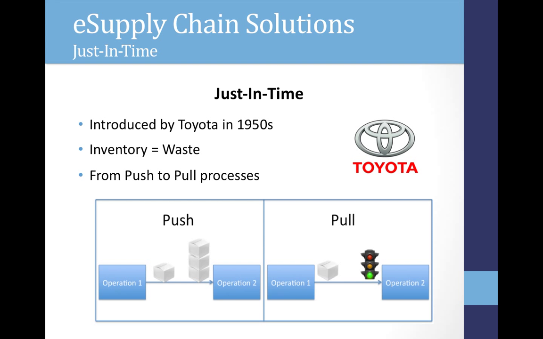Just-in-time suggests processes be done with the pull strategy. In the pull strategy, as you can see to the right of your screen, operation 1 and operation 2 are the same. However, operation 2 has a signal and it asks for product from operation 1 using different information flows. On the screen, the signal is represented by a traffic light.